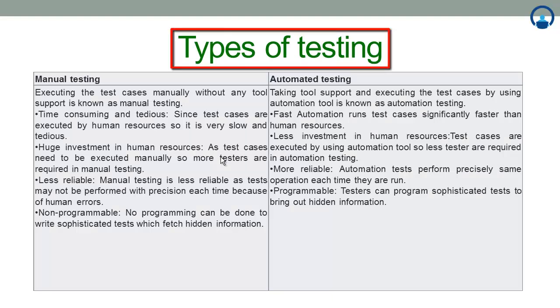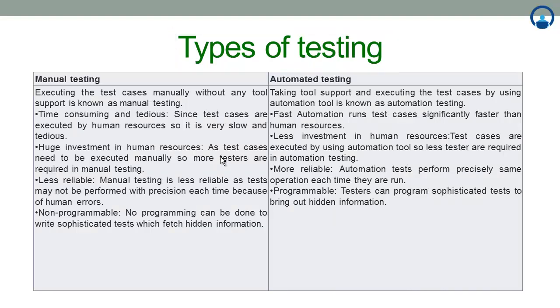Now moving on to types of testing. Basically we have two types of testing. First is manual testing, and then we have automated testing. In manual testing, as the name suggests, executing the test cases manually without any tool support is known as manual testing. And if you're taking help of some tool for the testing, that is termed automated testing. Selenium is one of the popular examples of automation testing.